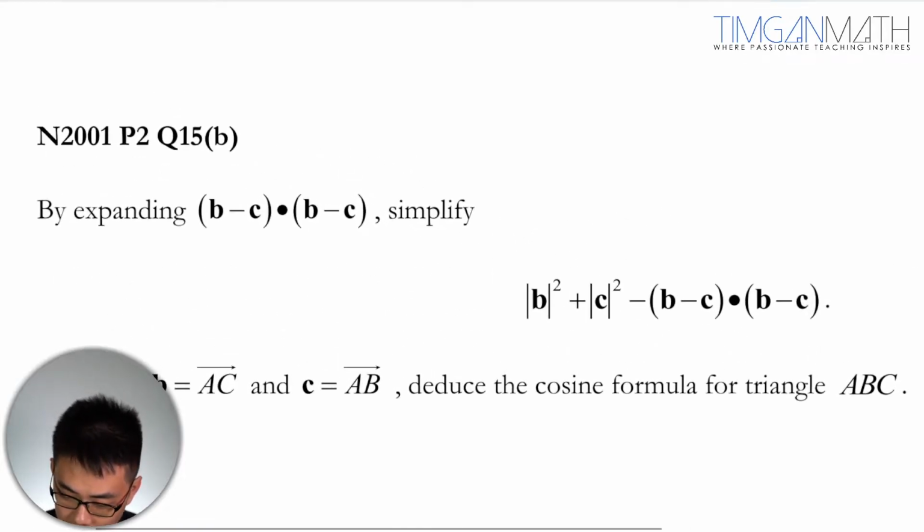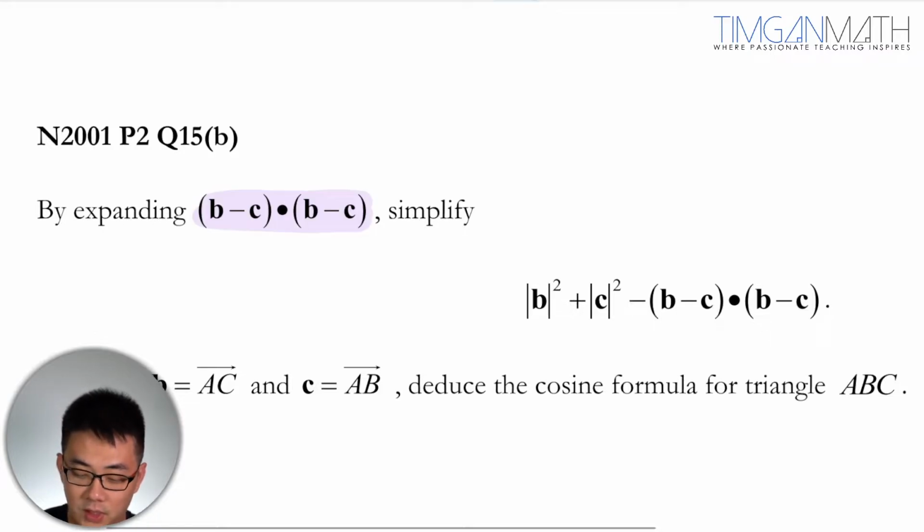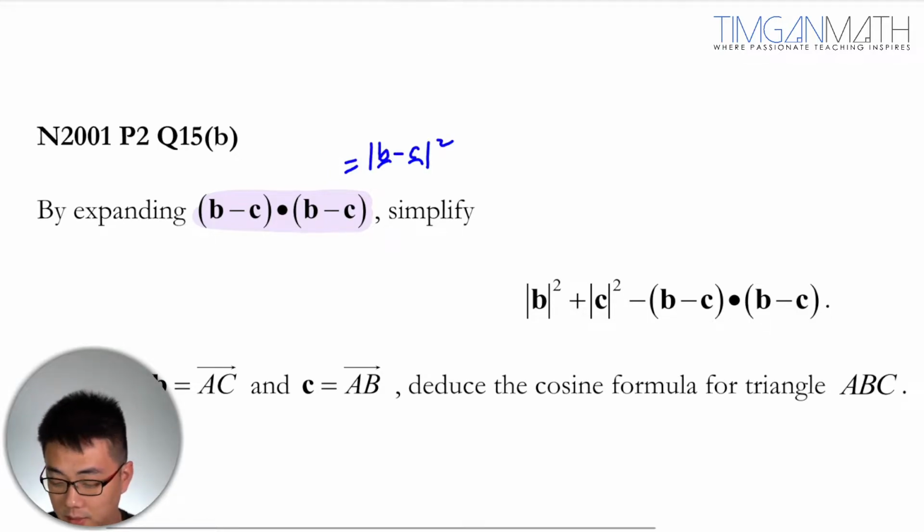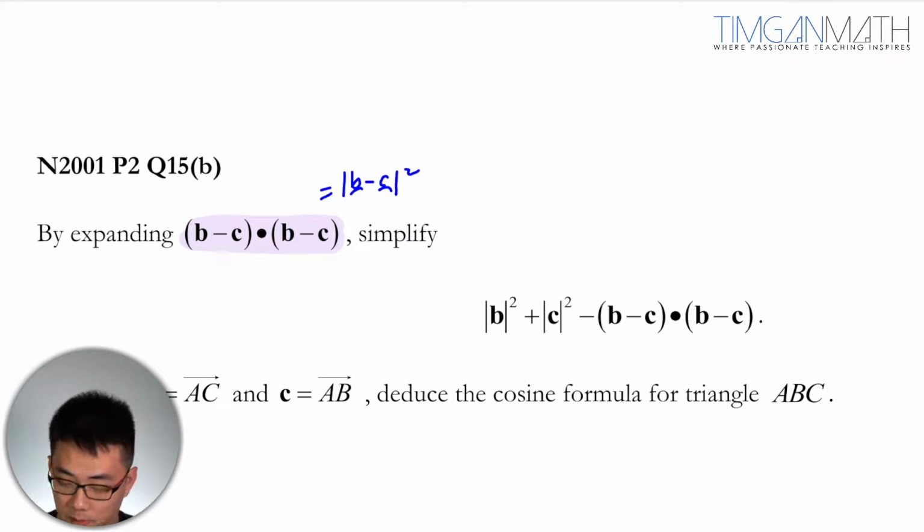Okay, great. So the first thing you must be able to tell as a student taking H2 Math is that when you are given two vectors being dotted by itself, this is actually equal to modulus of b minus c, squared. That's the first thing I usually tell my students to be mindful of.